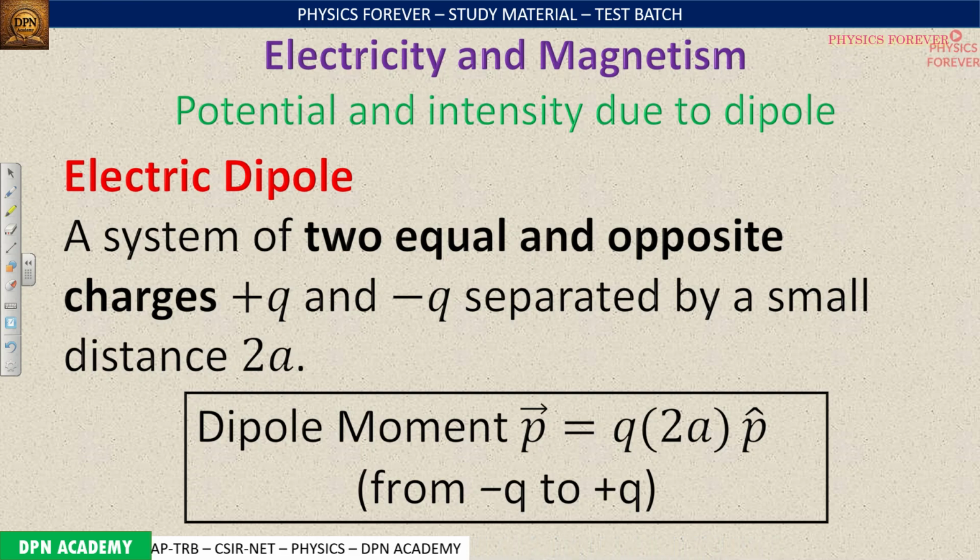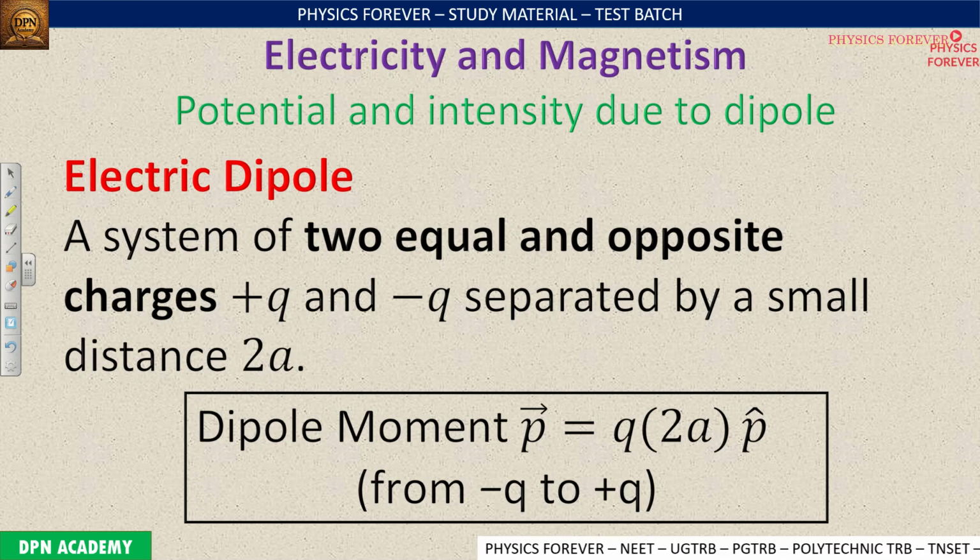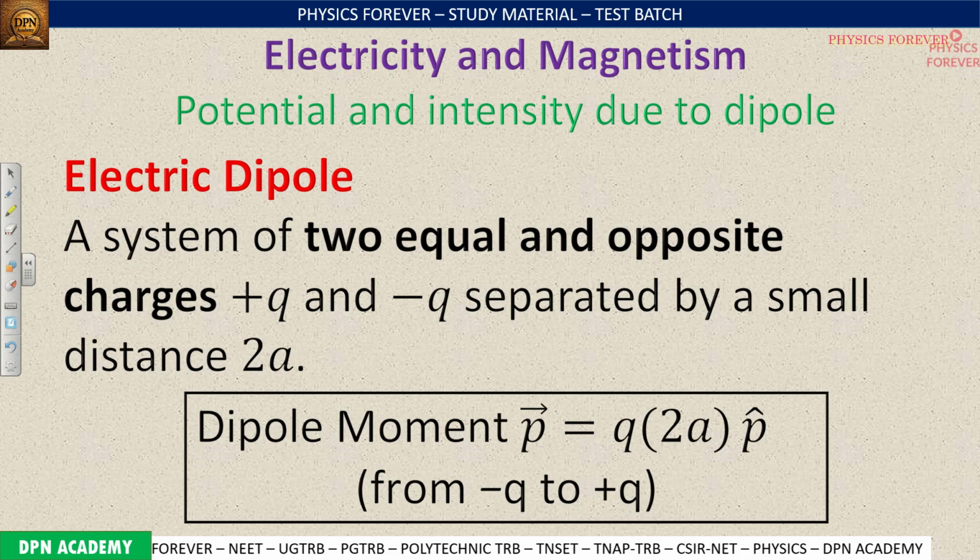Okay, so in continuation from that, today we discuss the electric dipole. So already we have to define what is meant by an electric dipole. There should be two equal and opposite charges separated by a small distance, that is 2a.